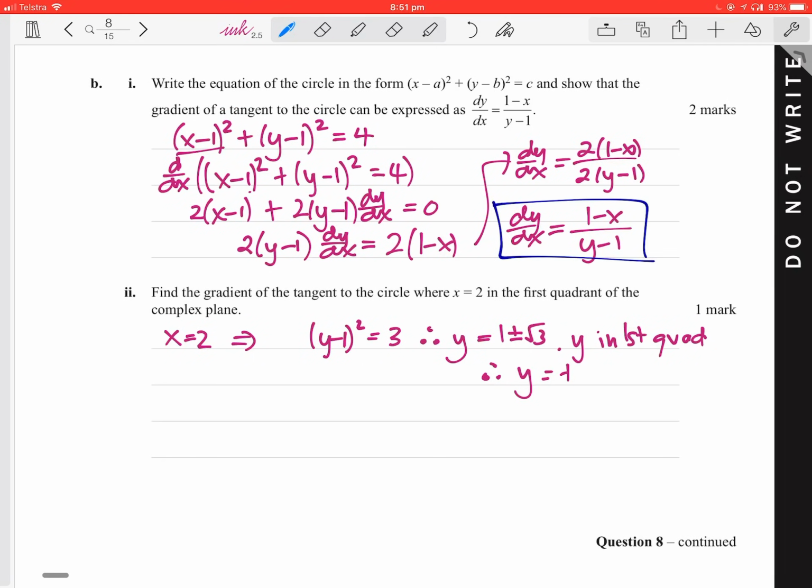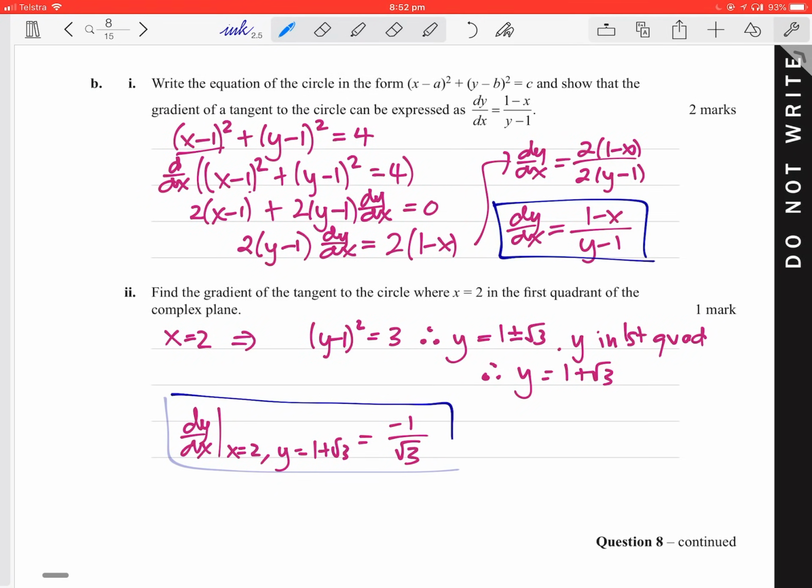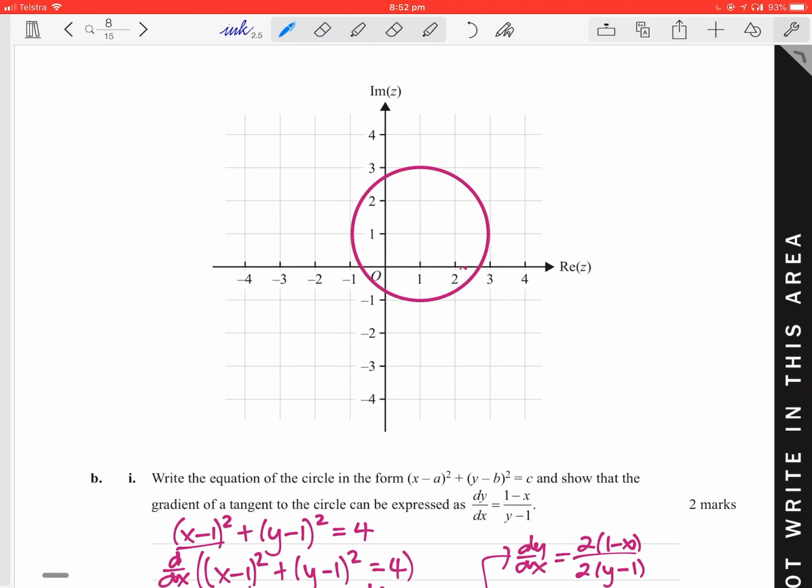Therefore, y equals 1 plus root 3. I don't know why I'm doing all this working, because it's worth 1 mark. So dy/dx, given x equals 2, y equals 1 plus root 3: 1 minus 2 is negative 1, over root 3, 1 plus root 3 minus 1 is root 3. So that's our answer, negative 1 on root 3. That makes sense because it's going to have a negative gradient.